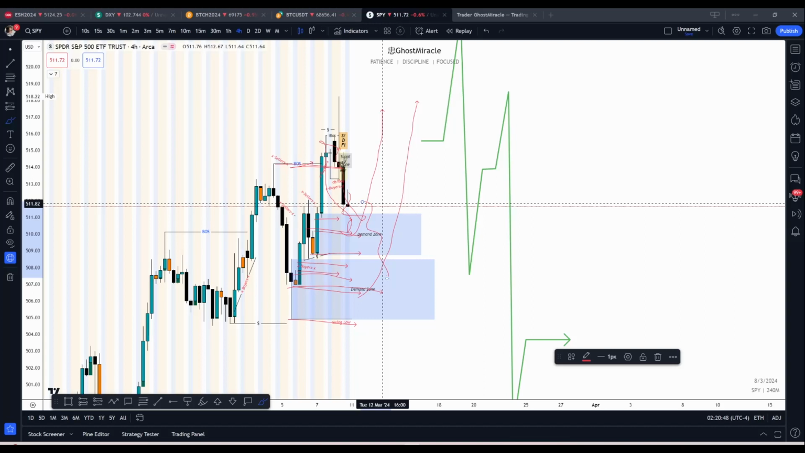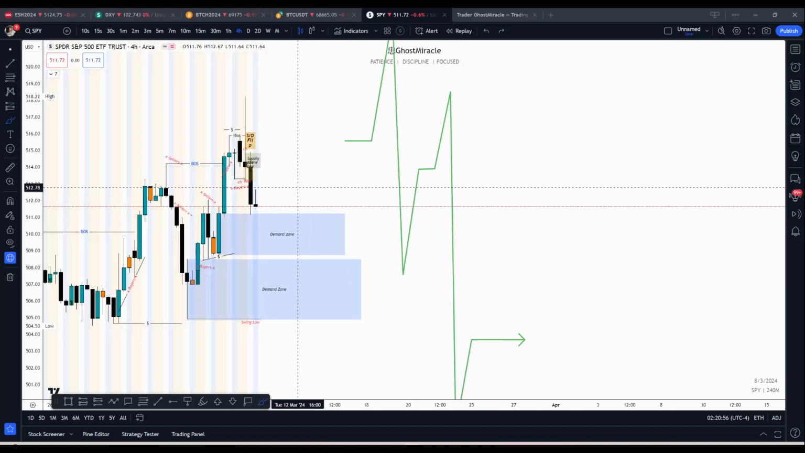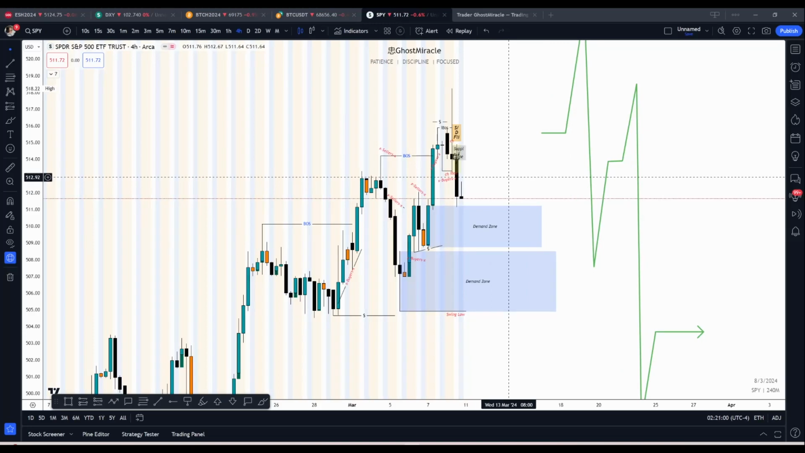or clean up, mitigate some of this wick demand down here, and then push back up. So you just gotta be reactive to what the lower time frame shows you, but the higher time frame confirms, right? Or the higher time frame shows you, and then the lower time frame gives you your confirmation.